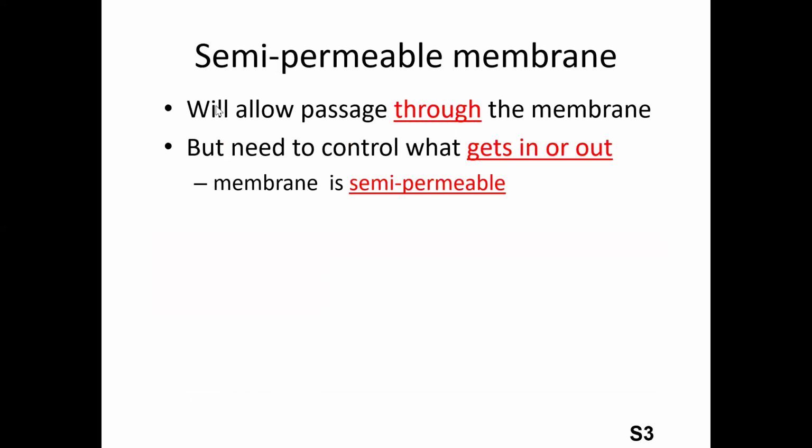And then now, the semi-permeable membrane. When you say the cell membrane is semi-permeable, it means that it allows passage through the membrane, but needs to control what gets in or out. So the membrane is semi-permeable. It means that it is selective. It selects what will get in and what will get out, and it will also select what will not even get into the cell.